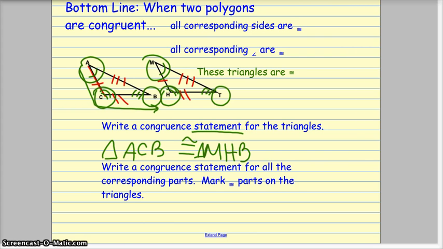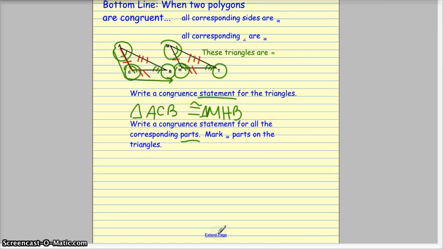Write a congruent statement for all the corresponding parts. In regards to corresponding parts, we have three congruent sets of angles and three congruent sets of sides. So I have AC segment congruent to segment MH. Those two could slide on top of each other. CB is congruent to HT. And AB is congruent to MT, both segment lengths.